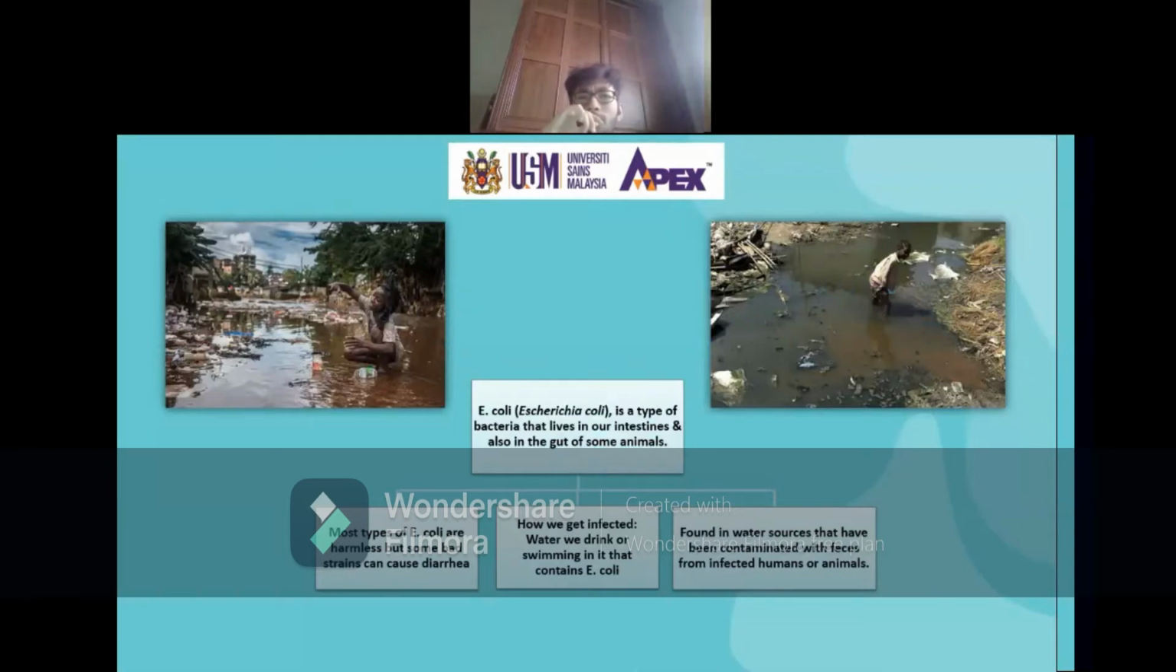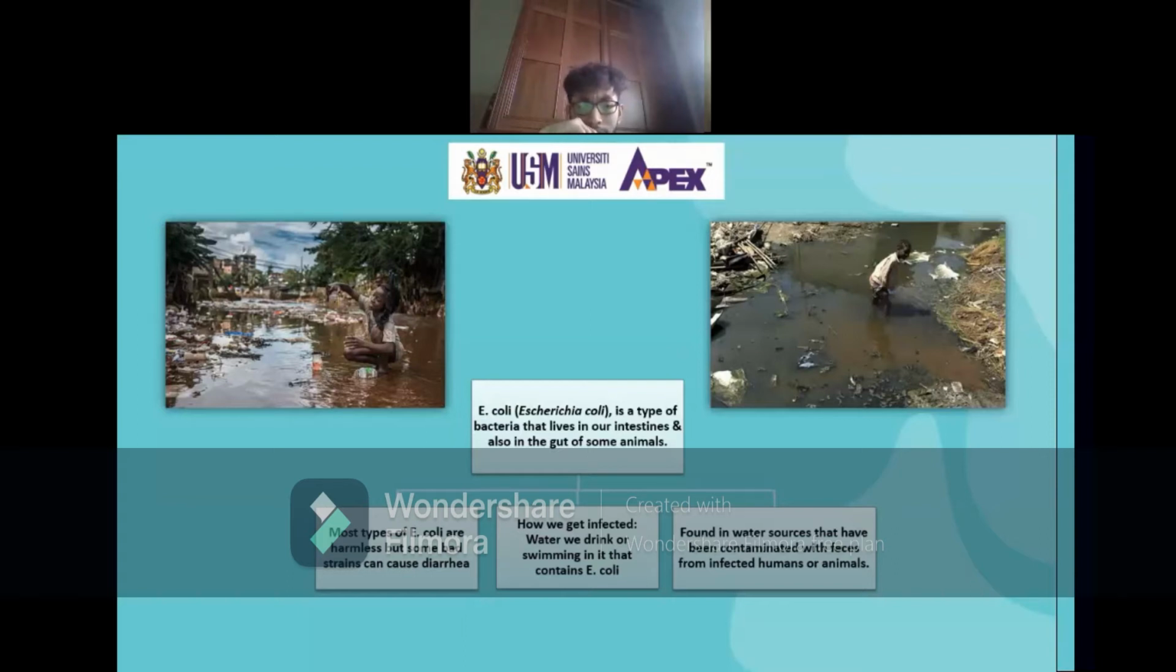I want to highlight one of the microbes that exists in our life, which is quite dangerous. It is E. coli. E. coli is a type of bacteria that lives in our intestine and also in the gut of some animals. There are two types of E. coli. The first one is harmless, and the second one is a bad strain that can cause diarrhea.